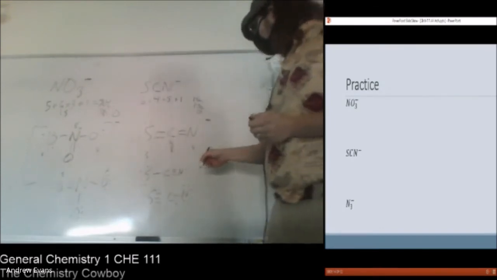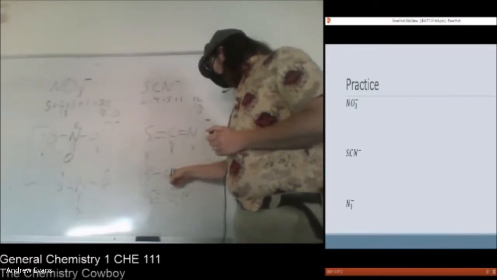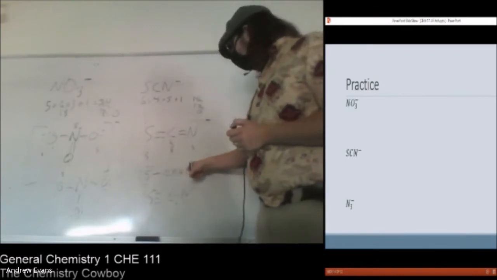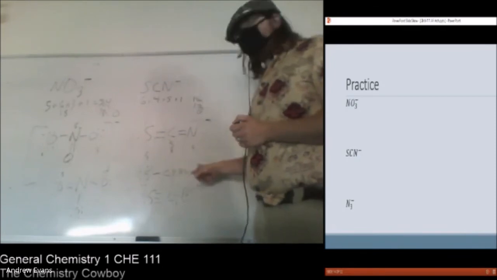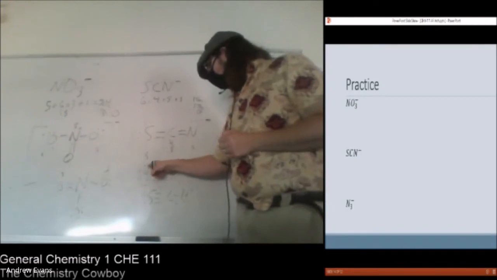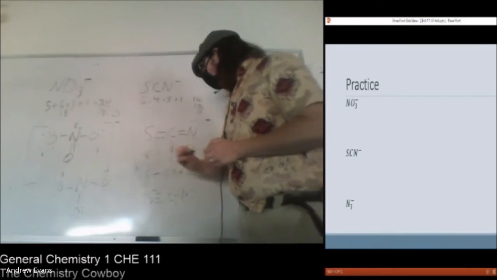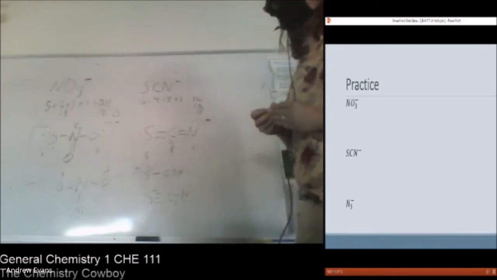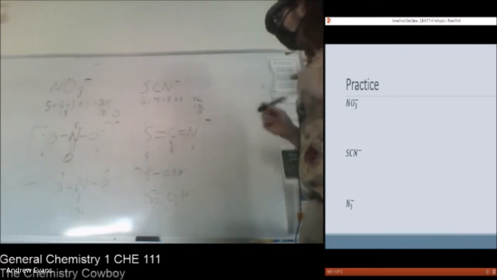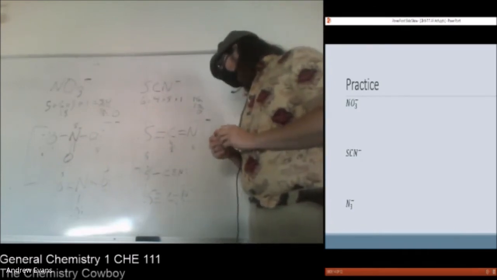Looking at this structure, carbon 1, 2, 3, 4, formal charge of 0. Nitrogen with 5, 1, 2, 3, 4, 5, net charge of 0. Sulfur has 6, so it should have 1, 2, 3, 4, 5, 6, 7. This structure, with a triple bond between C and N and a single bond between C and S, puts the formal charge on sulfur. Then finally, triple bond between sulfur and carbon.